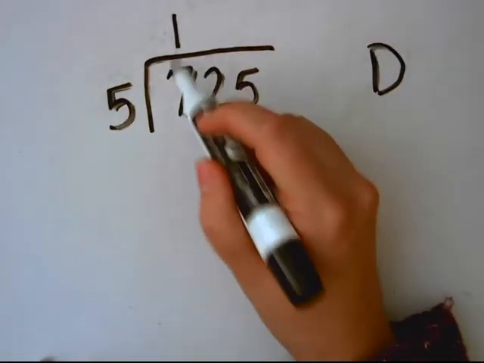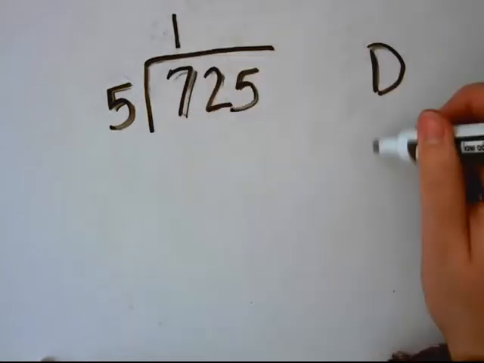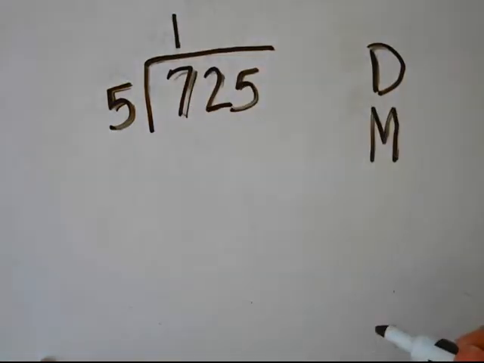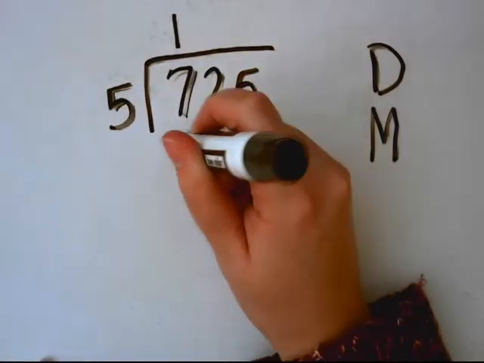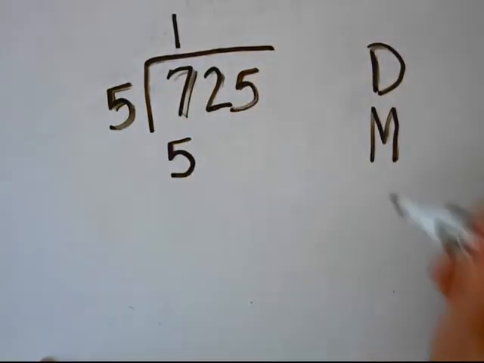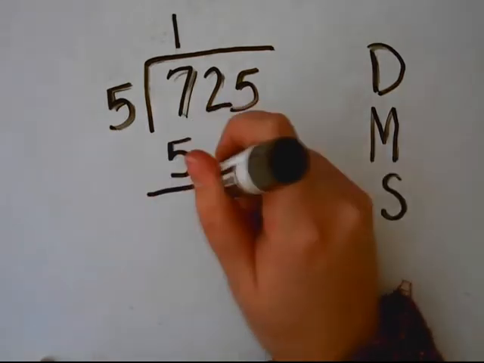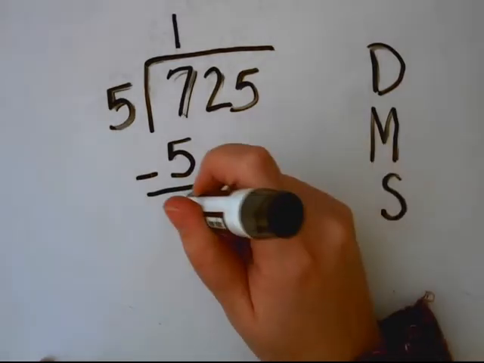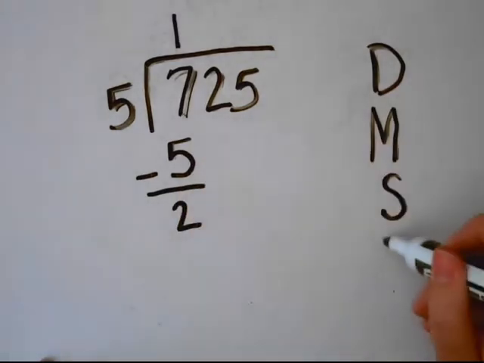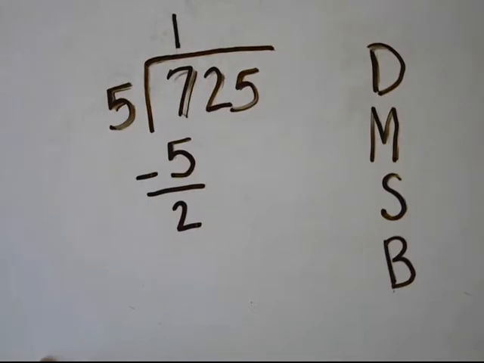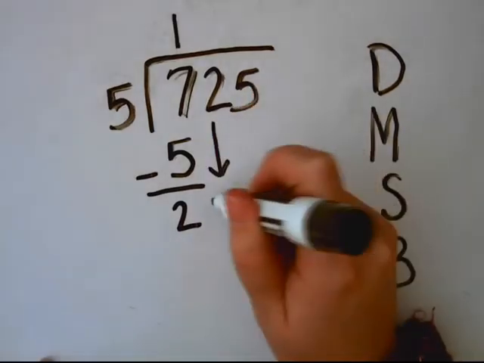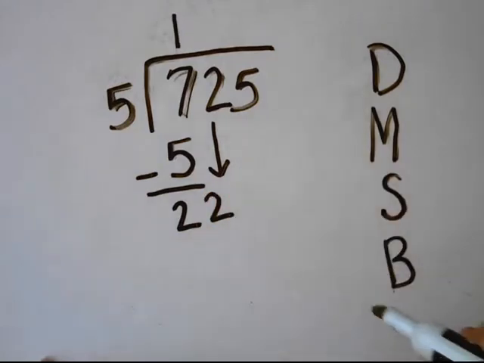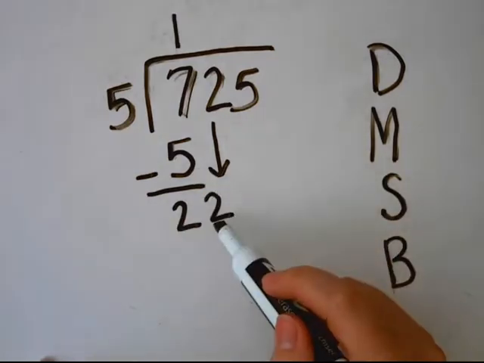I know that my next step is to multiply. 1 times 5 is 5, which I'm going to write under the 7. The next thing that I do is subtract. I'm going to subtract 7 minus 5, which is 2. Lastly, I have to bring down. I'm going to bring down the number that's in the tens place, which is my 2. Now I'm looking at the number 22.